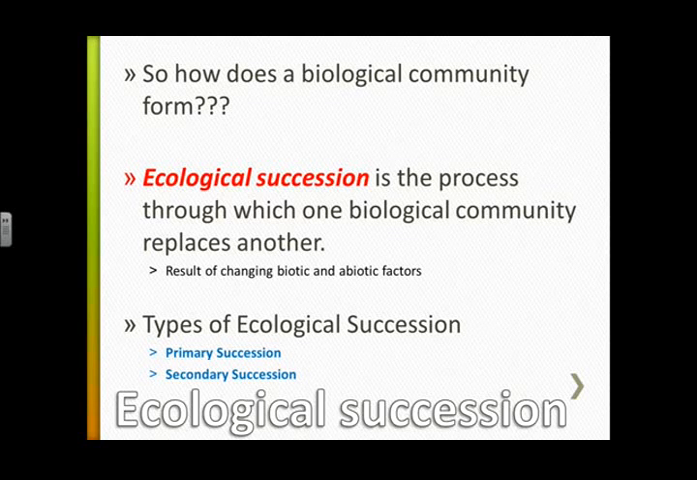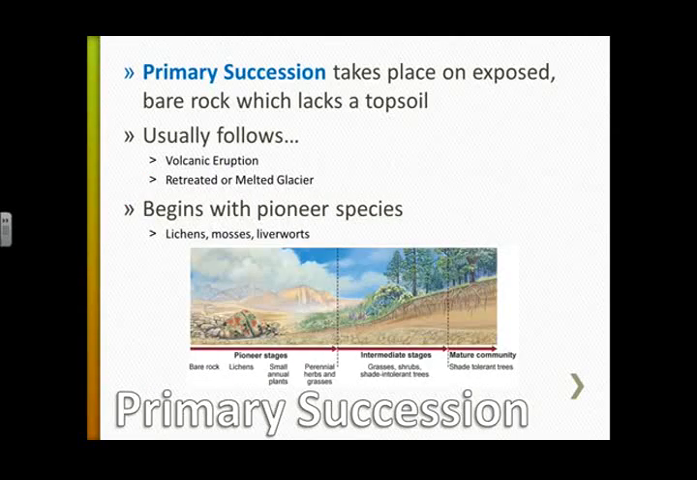And there are two types of ecological succession: primary succession and secondary succession. So primary succession, just like the name implies, is kind of the first thing that would happen. Takes place on exposed bare rock which lacks topsoil. So we are just talking about rock here, nothing else. Usually follows a volcanic eruption or a retreated or melted glacier, so nothing is there anymore.